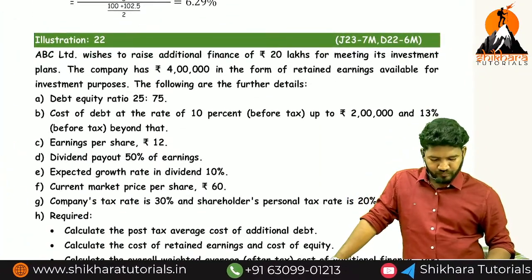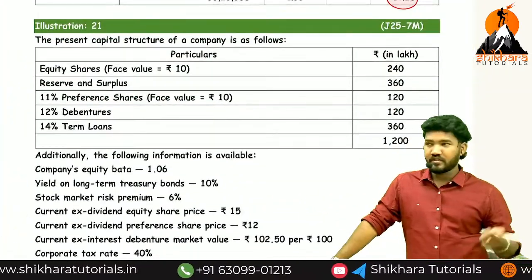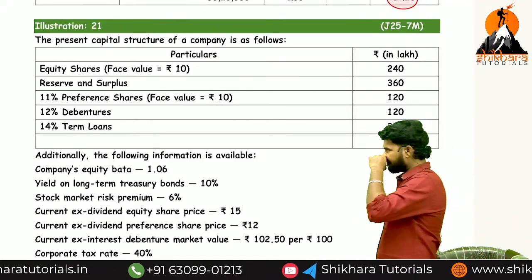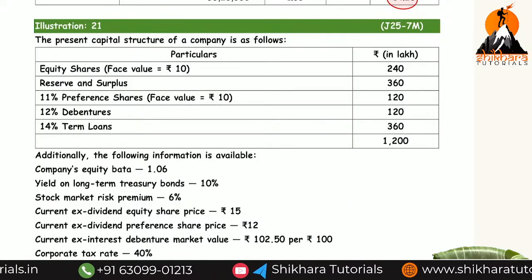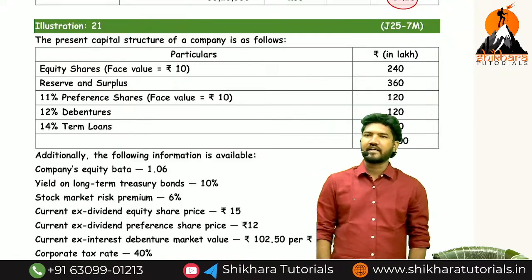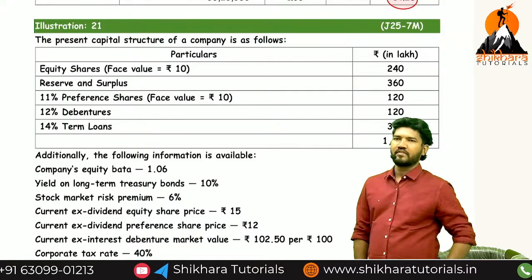22, 21. This is a June 25 question paper question. I think here a split is required. Yeah, reserves and surplus is nothing but retained earnings. The first point you have to check is that only, now in the question paper.